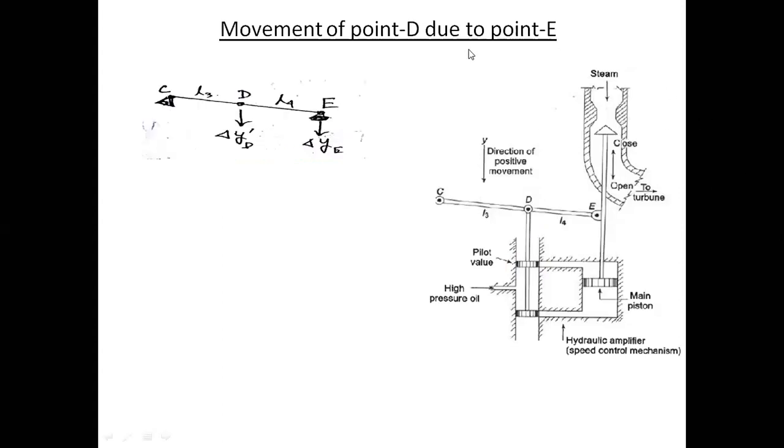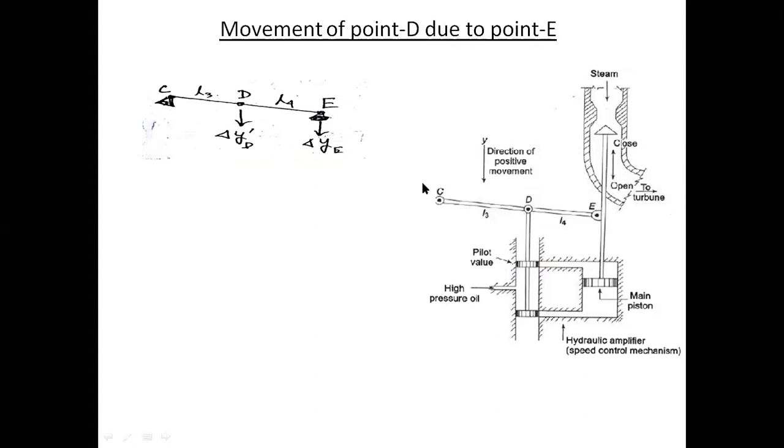So in the next slide, you can see we are taking movement of D due to movement of E only. Same process just like before. So we are considering the movement of E only. So the lever CDE is mainly pivoted or fixed at C point. When E moves downward, D moves downward.